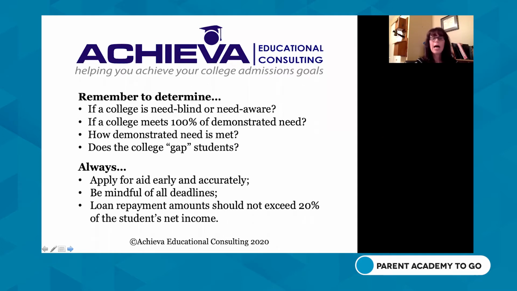Always apply for aid early and accurately. Be mindful of all deadlines and look at the loan repayment amounts. They should not exceed 20% of a student's net income after college.